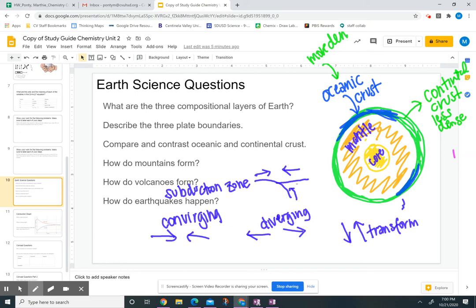Earthquakes, on the other hand, happen whenever the plates move and there is some collision in the plates. Earthquakes will happen. And if you remember from your maps, right, earthquakes and volcanoes usually happen in a very similar situation.